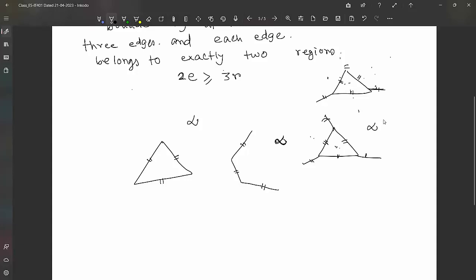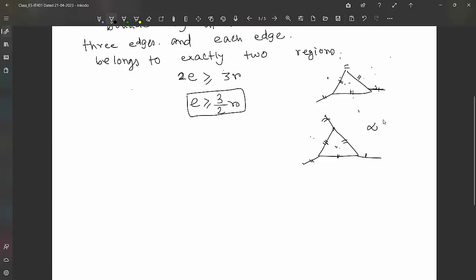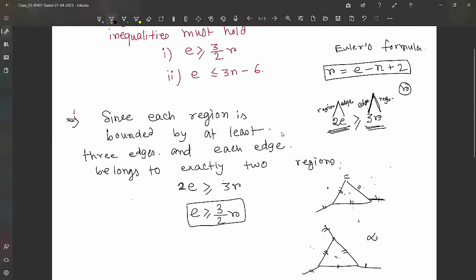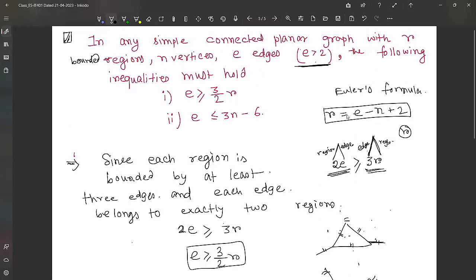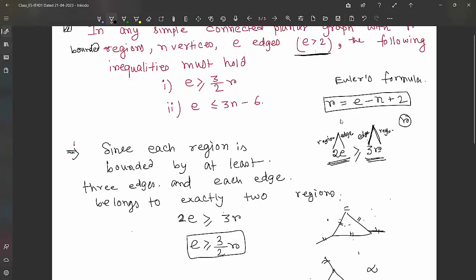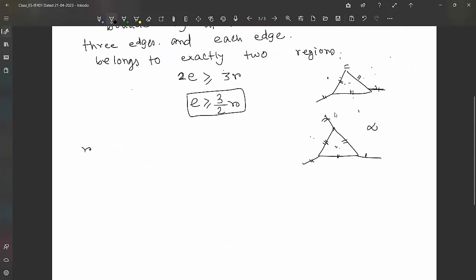So here the number of edges may be greater than the number of regions. That's why 2e is always greater than or equal to 3r. From that relation, you directly get e greater than or equal to 3 by 2 of r, and it is your first proof. Now for the second proof, just use the direct Euler's formula and you will get that r is equal to e minus n plus 2.